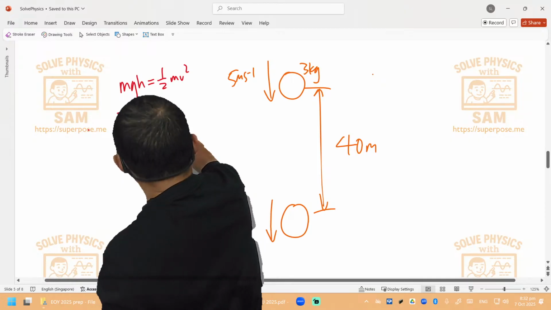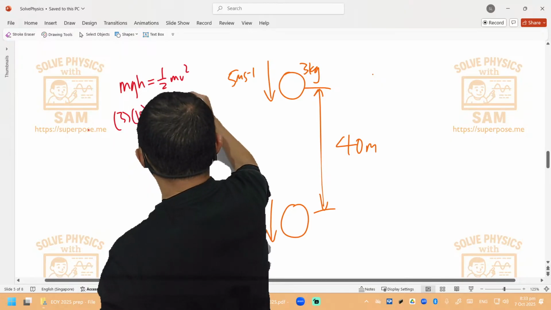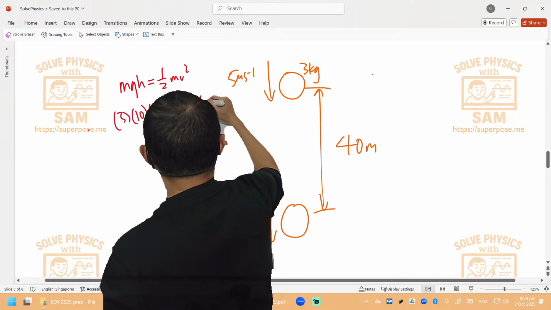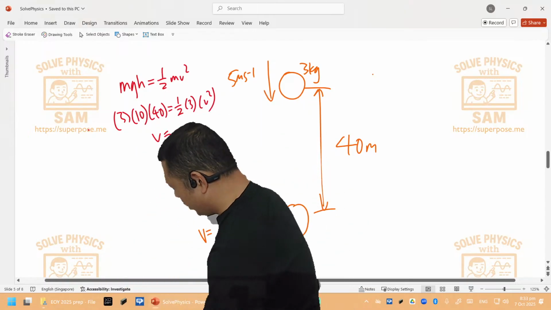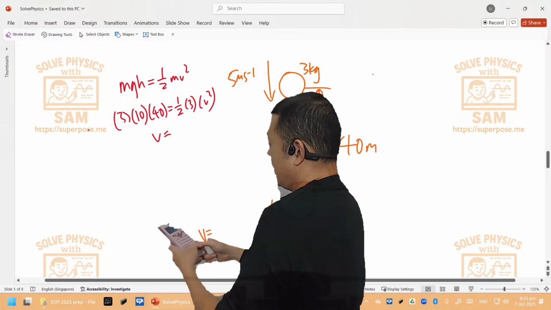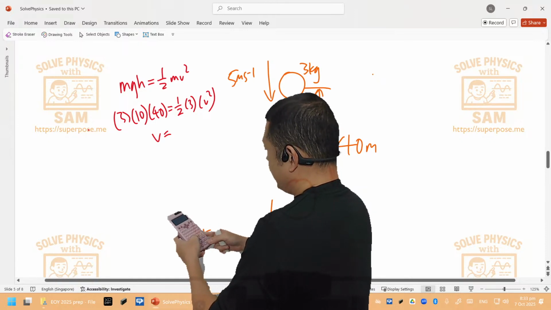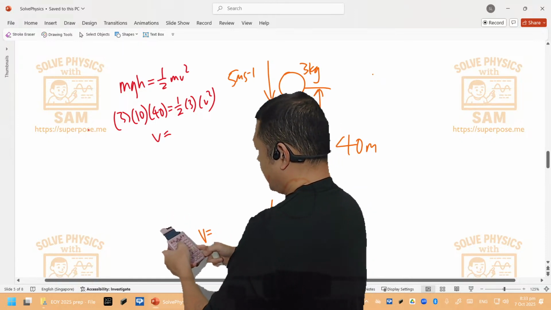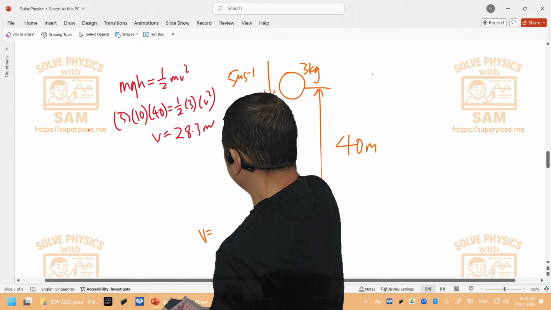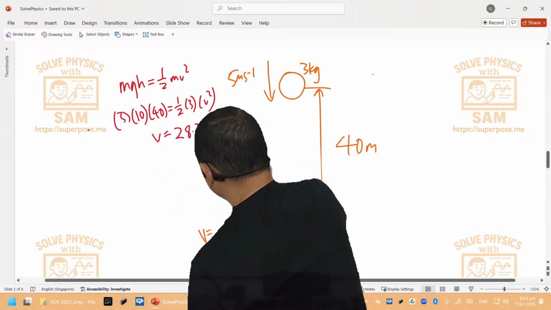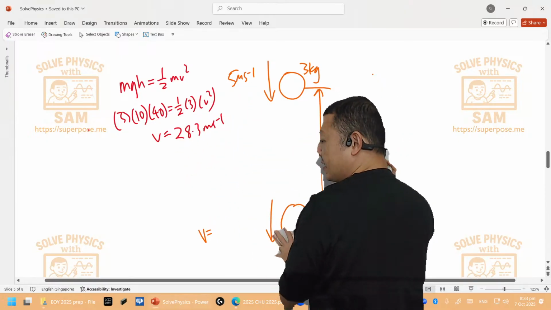So m is 3 times, I'm going to use 10 for g, times h is 40, equals half times 3 times v squared. So some students do this. What does this work out to? Don't do it because this is wrong. I'll do it for you. 3 times 10 times 40, divided by 0.5 times 3, then square root of that. So it's 28.3 meters per second. Then some students will take this 28.3 meters per second, add it to the 5, and say that's the final velocity.